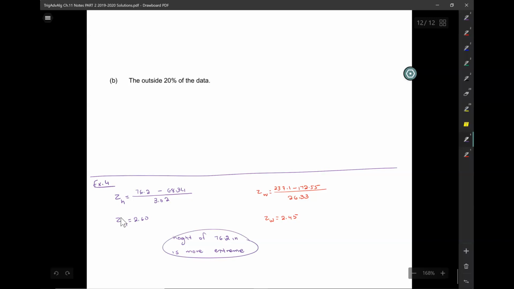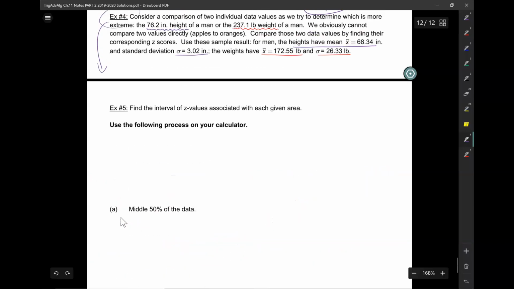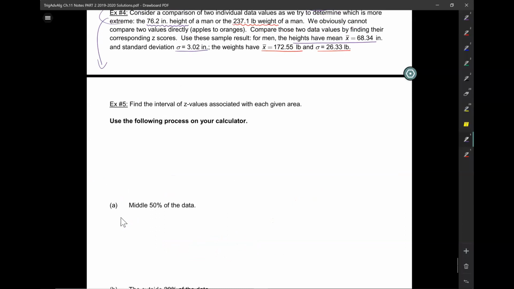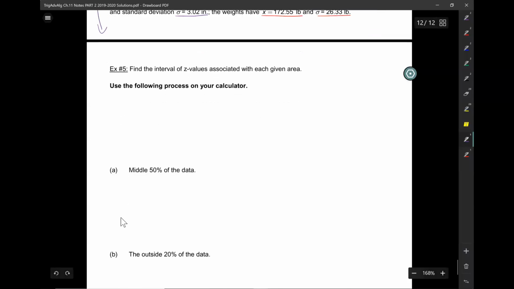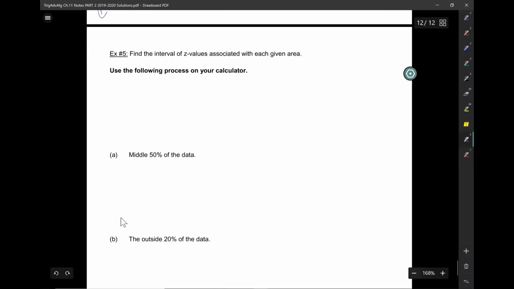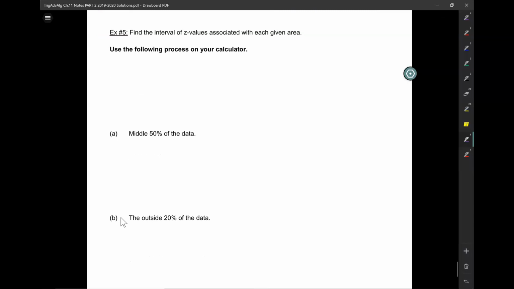Okay? All right. So now let's move on to example number 5. Here we need to find the interval of z values associated with each given area. And we're going to write the process by hand here. But basically, let's take a look at what A wants. A wants us to look at the middle 50% of the data. So here I have a normal distribution. The middle 50% is this, right? That shaded area is the middle 50%.